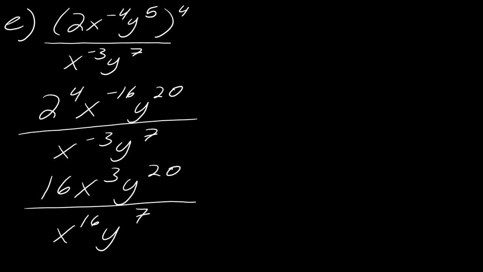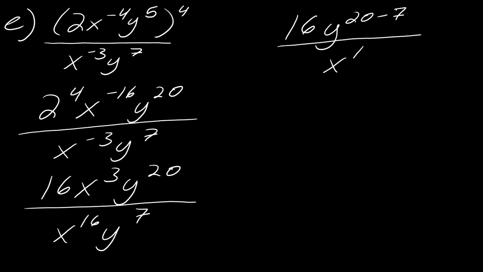And now I can see that I've got to use the quotient rule here. So as I look at the x's, there are more x's on bottom than on top. And then when I look at the y's, there's more y's on top than on bottom. So the 16 stays put. The y will stay on top. This will be 20 minus 7. And then in the bottom, this will be 16 minus 3. So ultimately you get 16y to the 13th over x to the 13th. And that's it.